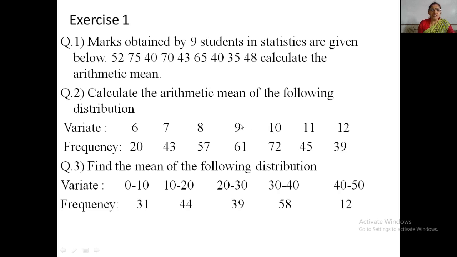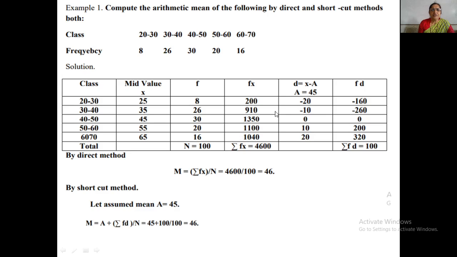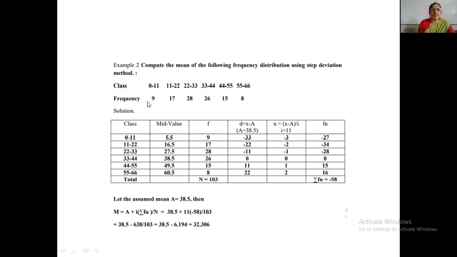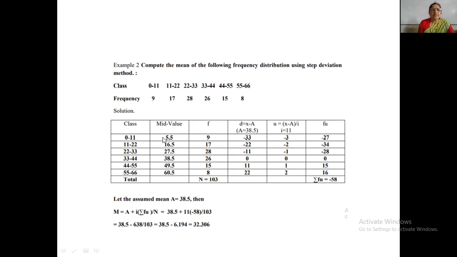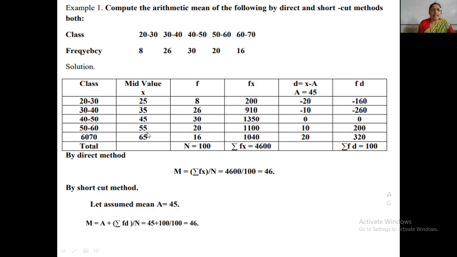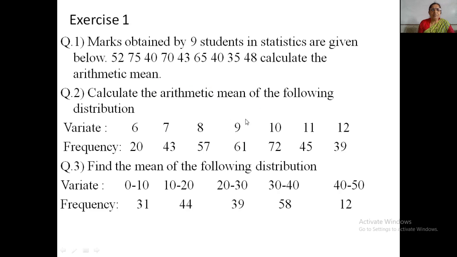Let us take a is equal to 9. So I have my values of x here: 6, 7, 8, 9, 10, 11, 12. And my a is 9, the midpoint.